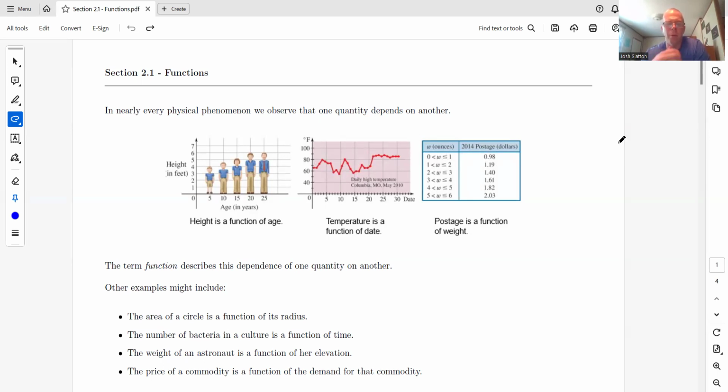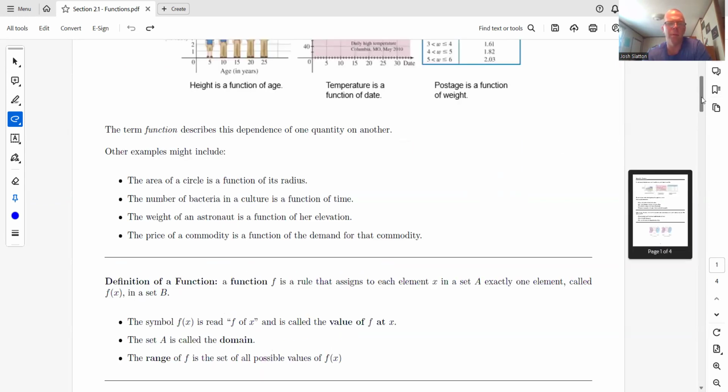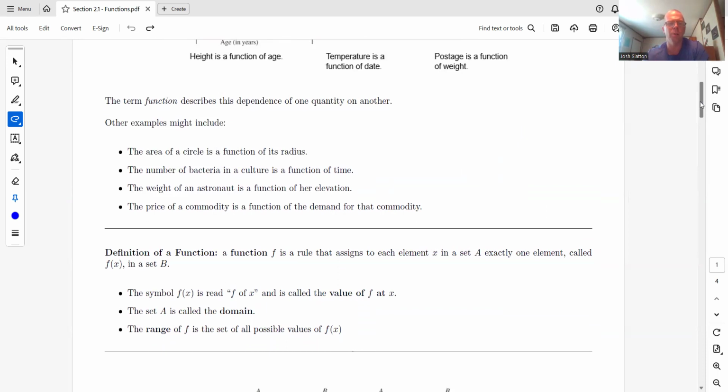So these are just examples of functions. The term function describes this dependence of one quantity on another. So other examples, we could look at the area of a circle. Given a radius, we can find the area of a circle. The number of bacteria over time. So the number of bacteria will grow as a function of time. Weight of an astronaut is a function of elevation, or the price of a commodity based on the demand.